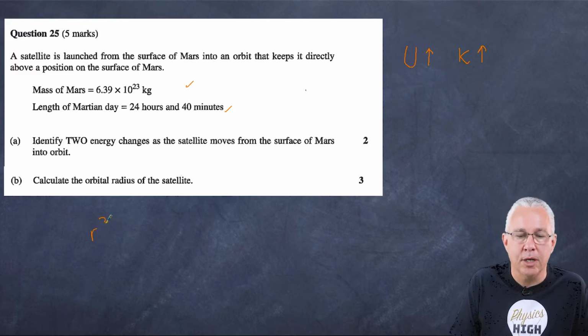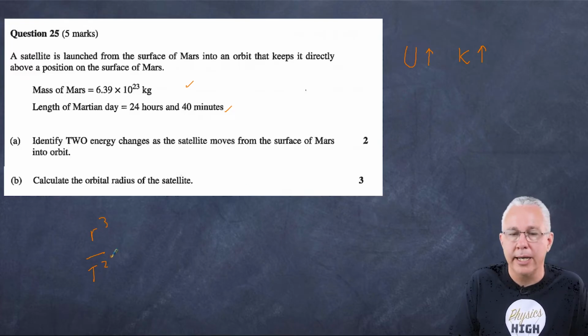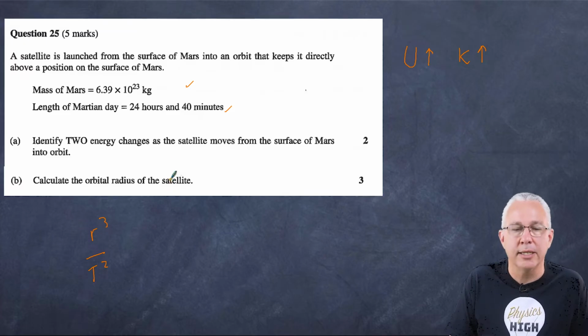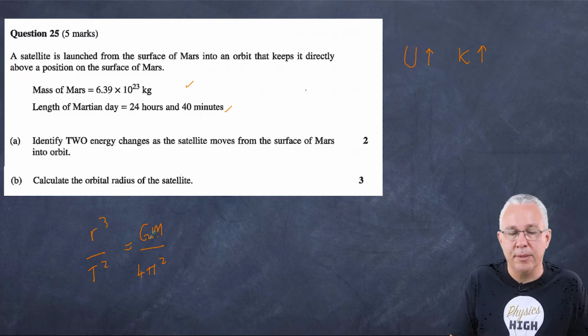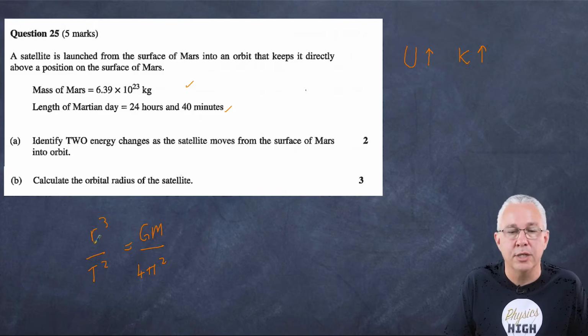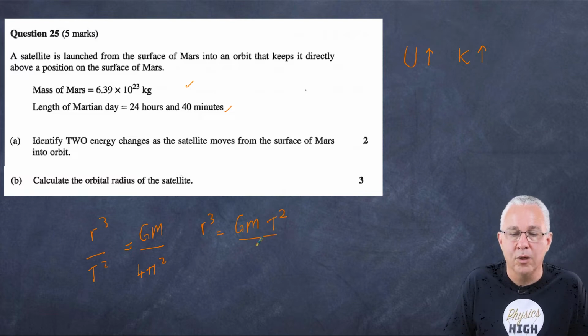So r cubed over T squared of my geostationary satellite, in this case around Mars, is going to be equal to GM over 4 pi squared. Now the thing we need to be mindful of, of course, is correct units. We need to work out the radius, so we can rearrange that. So r cubed becomes equal to GM multiplied by T squared all over 4 pi squared.